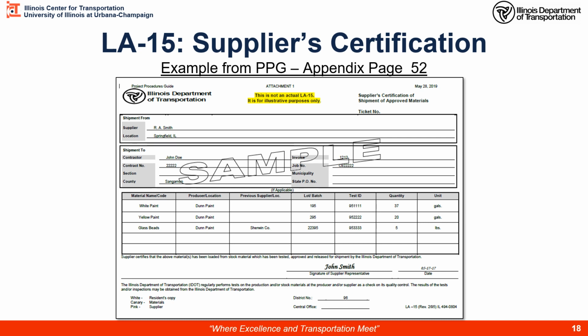Here we have an example of the LA15 form. This is a supplier certification from the manufacturer. This form is provided to the supplier by IDOT. It is a multi-copy form where the supplier keeps record of the different products, their lot or batch numbers, and the test ID from IDOT that shows they've been tested, and the quantity that has been dispensed at this time. So IDOT can track how much of that lot or batch has been used. Be careful when you get these LA15s as part of evidence of material inspection that the lot or batch numbers on the LA15s match what's on your product.